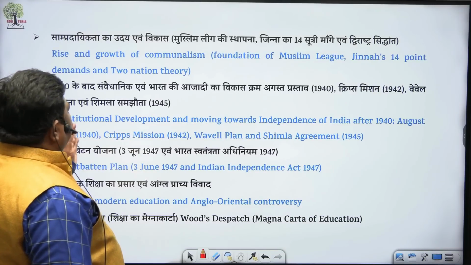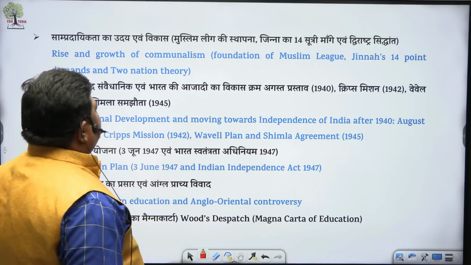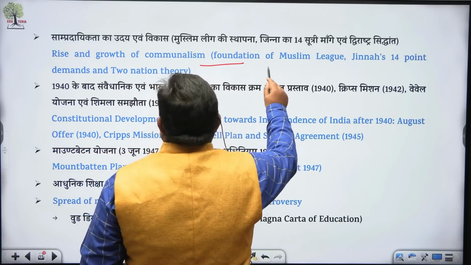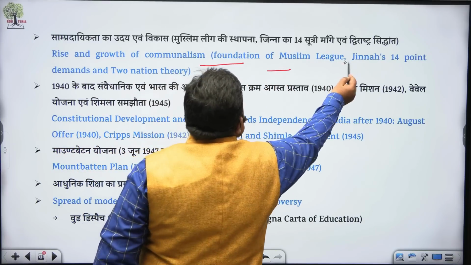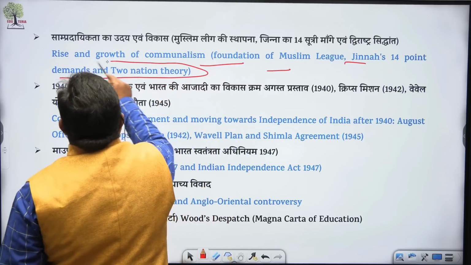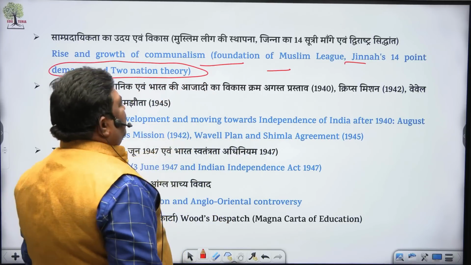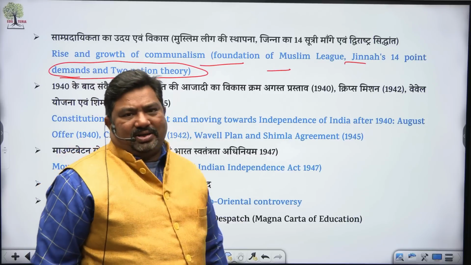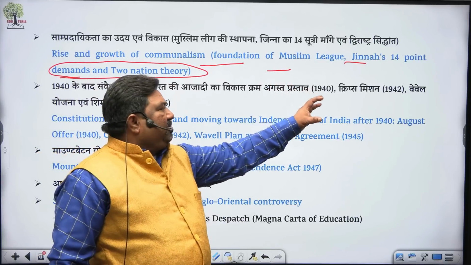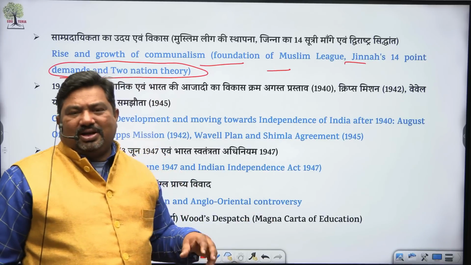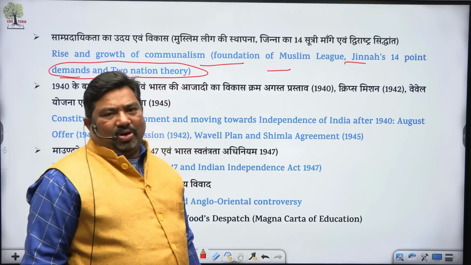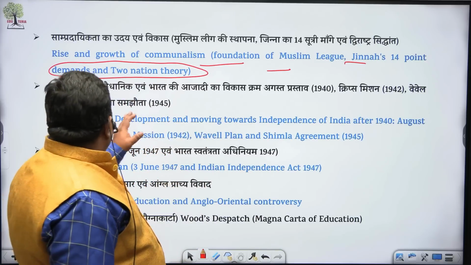And then the rise and growth of communalism, very less chance of being asked this year, but Jinnah's 14 points may be one of the vital ones. They might ask you the reason behind the two-nation theory and all. As you know, when the Nehru Report came, Jinnah was the greatest obstacle because he placed 14 points, and how Jinnah gradually moved into the communal bloc, that we need to delve deeper into.